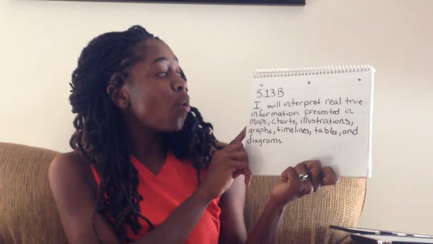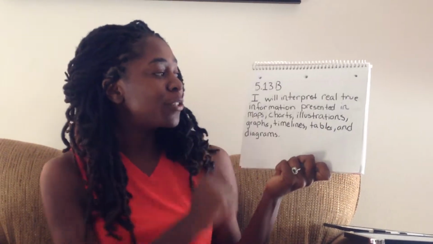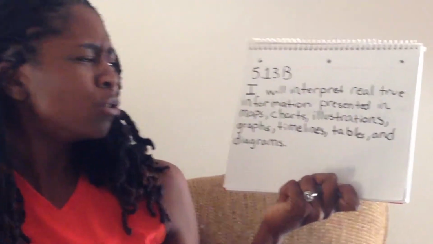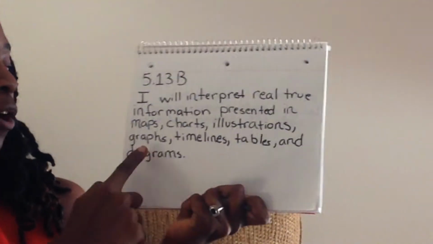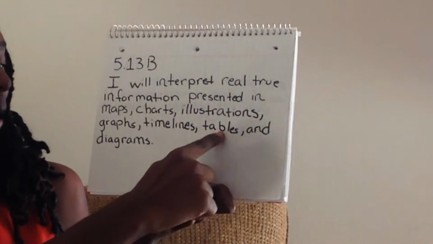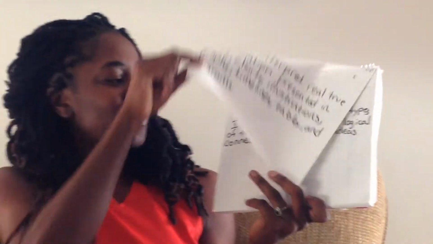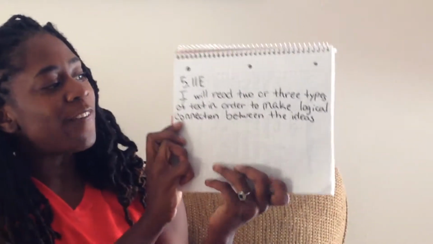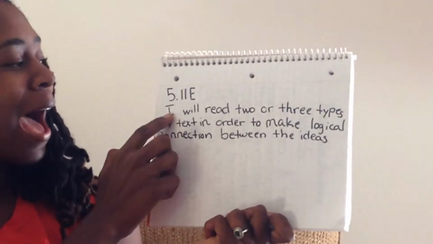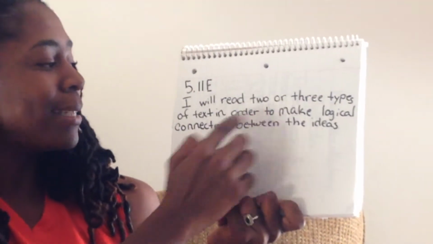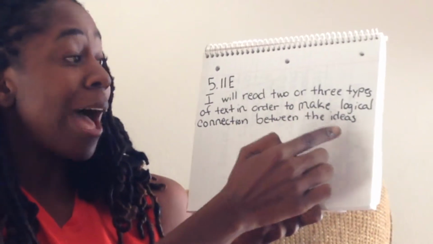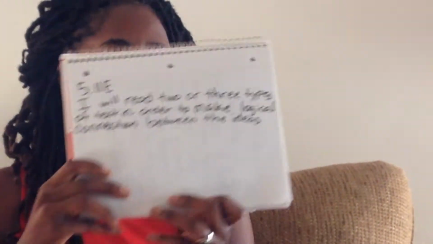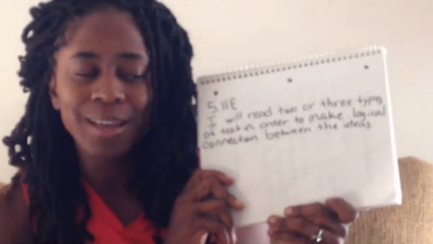So, one of our objectives is 5.13b. I will interpret real, true information presented in maps, charts, illustrations, graphs, timelines, tables, and diagrams. And we'll also be going over 5.11e. I will read 2 or 3 types of text in order to make logical connections between the ideas. What is that? Those are paired selections.